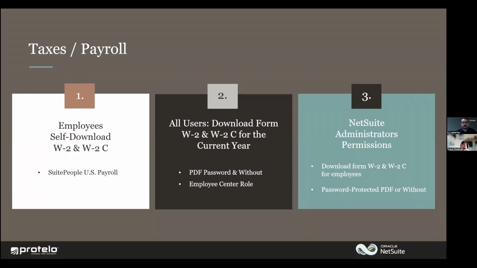So myself, as an individual belonging to a company using NetSuite who has SuiteBilling US payroll, my administrator would give me the employee center role, which is an abbreviated role. It doesn't have a lot of functionality, and you don't have access to nearly anything in NetSuite except some pieces just regarding me personally, like these W-2 and W-2C forms. So you need to be using that employee center role to gain access to it, and you can download that PDF information. You can password protect it or choose not to. They give you that option, and I think that's a very nice option.